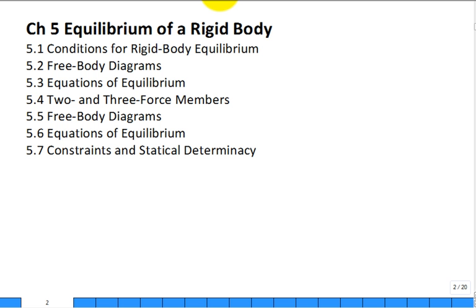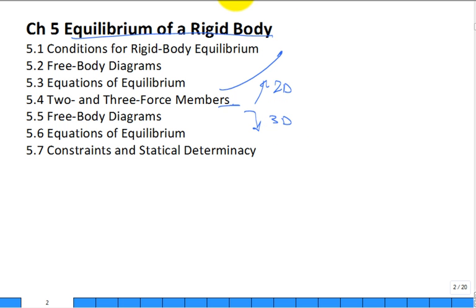So this is our second lecture in this chapter 5 dealing with the equilibrium of rigid bodies. The first part basically did two-dimensional problems. And we talked about 2 and 3/4 members, but it was primarily 2D. And now we really need to move into 3D.